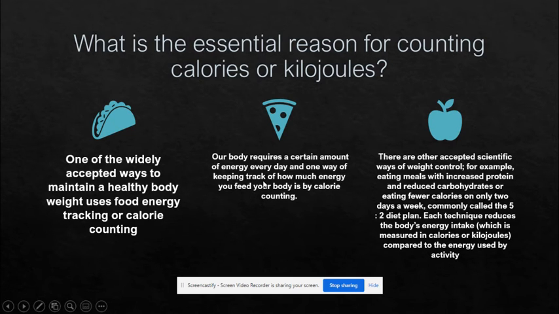Our body requires a certain amount of energy every day. For us to be able to get up, to walk, to laugh, to run, all those kinds of things, we need energy for that. And one way of keeping track of how much energy you feed into your body is by counting the calories. There are other ways of doing it. For instance, where you can have more protein and less carbs. You could do the 5 and 2, which is sometimes fasting on days.